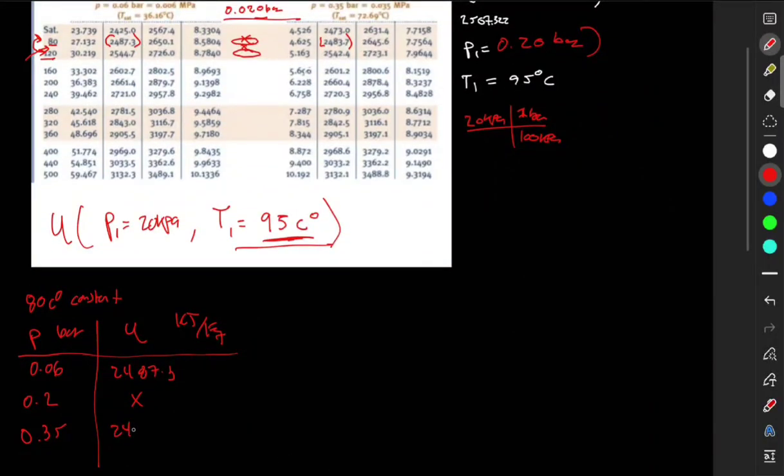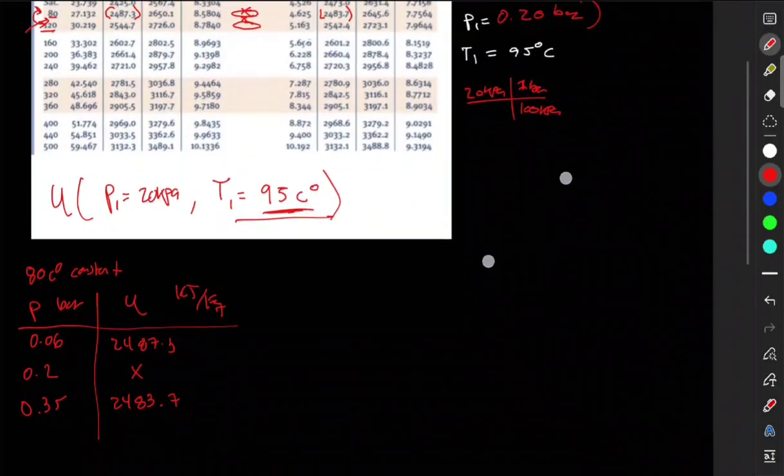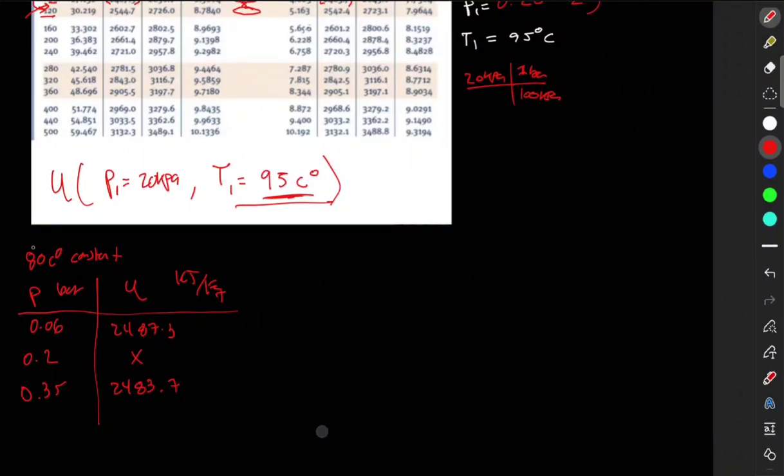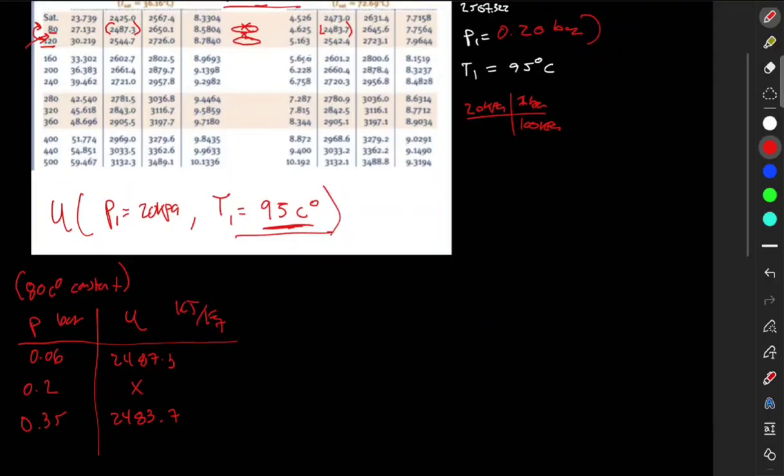And we have 2483.7 for our pressure at 3. So just a reminder that we're keeping 80 as a constant, and we have these tables now. So here's a formula that I use all the time.